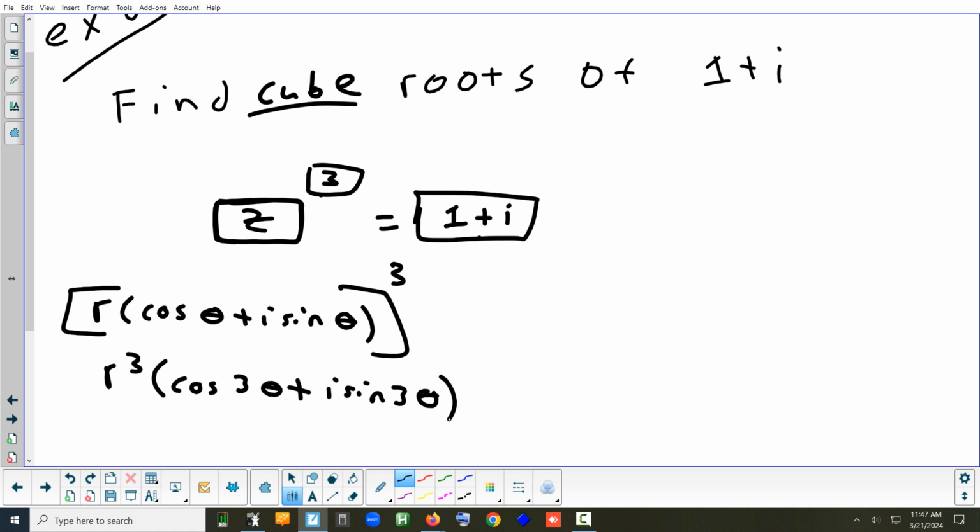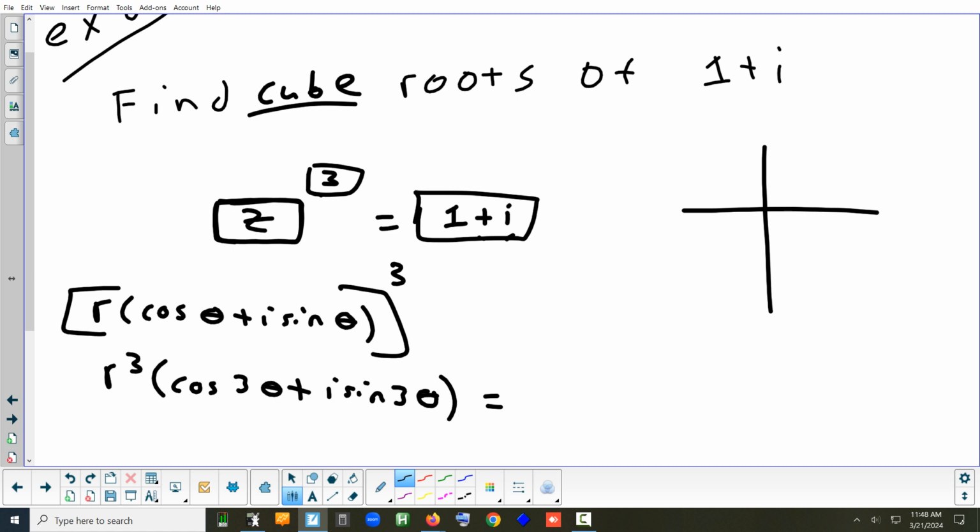All right, now the right side. We need to change that to trig form. Well, is it already trig form? 1 plus i? No, that's standard form. That's not going to work. It would be in trig form if it had sines and cosines.